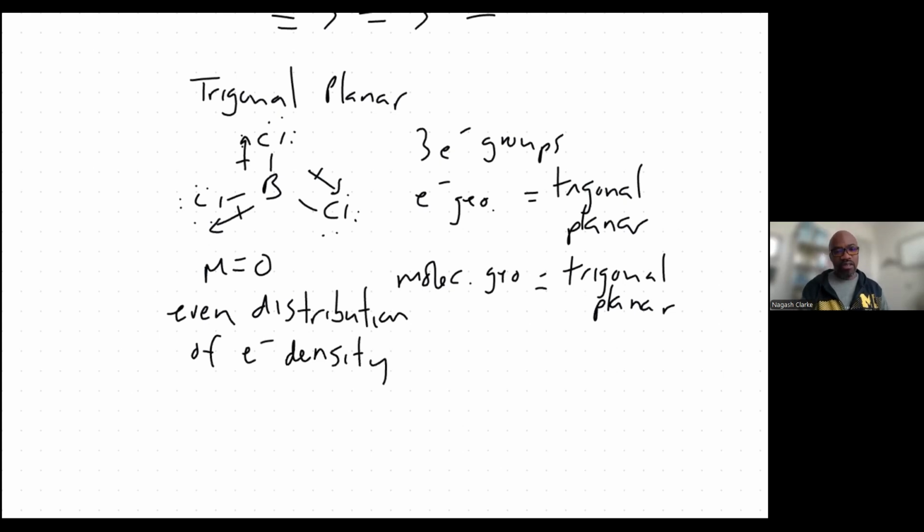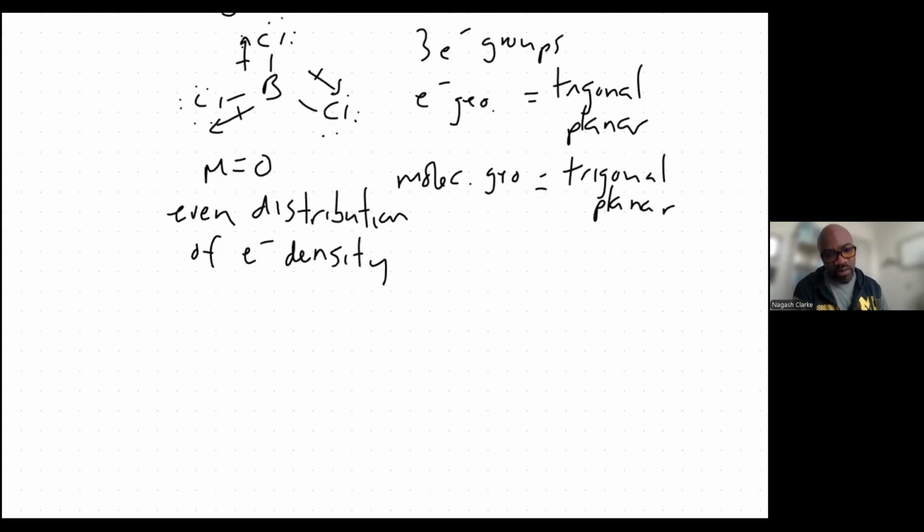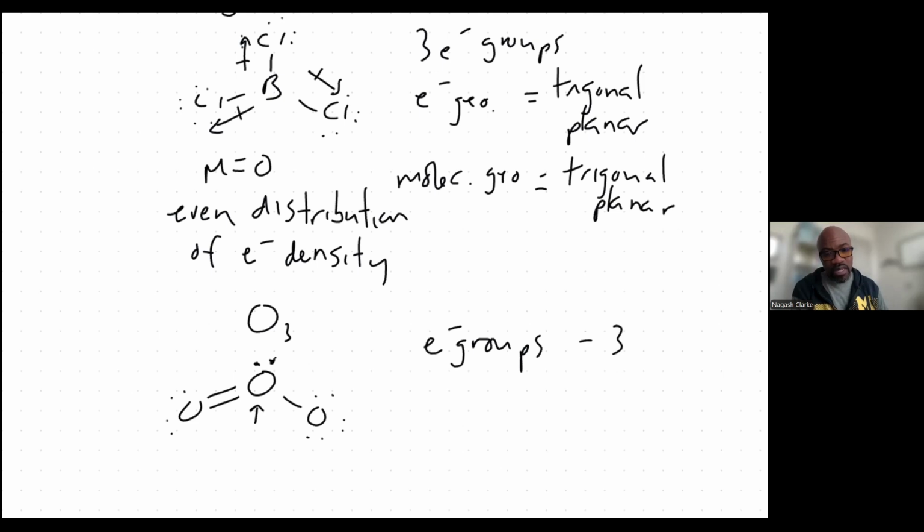Let's look at another trigonal planar. Let's look at ozone, O3, a molecule that we never really talk about except that it's being destroyed in the upper atmosphere due to pollution. If I'm looking at the central oxygen here, my lone pair counts as one group, my single bond is one, my double bond is one. So I have three electron groups, so my electron geometry is still trigonal planar. I'm just going to call it trig planar.